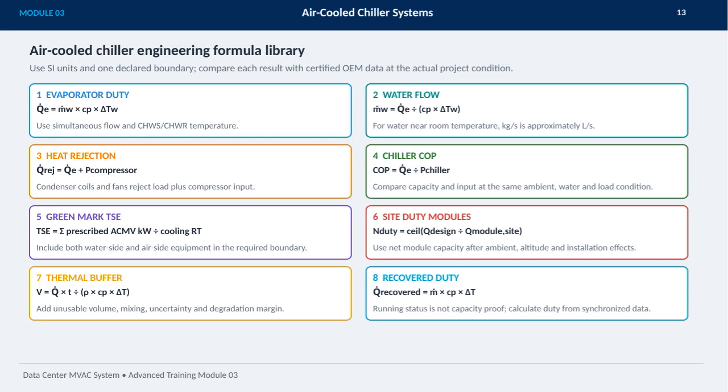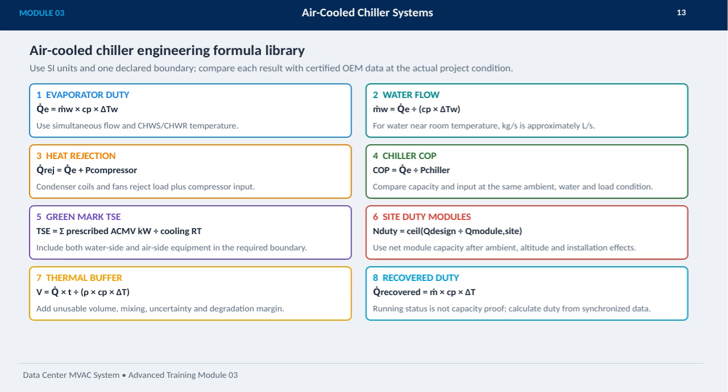This module covers the key engineering formulas for air-cooled chiller systems, using SI units and focusing on a single declared boundary for accuracy. First, we have the evaporator duty, which is calculated by multiplying the water flow rate, specific heat, and temperature difference. This requires simultaneous flow and chilled water supply and return temperatures. Next, water flow is derived by dividing the evaporator duty by the product of specific heat and temperature difference. For water at room temperature, kilograms per second roughly equals liters per second, simplifying conversions.